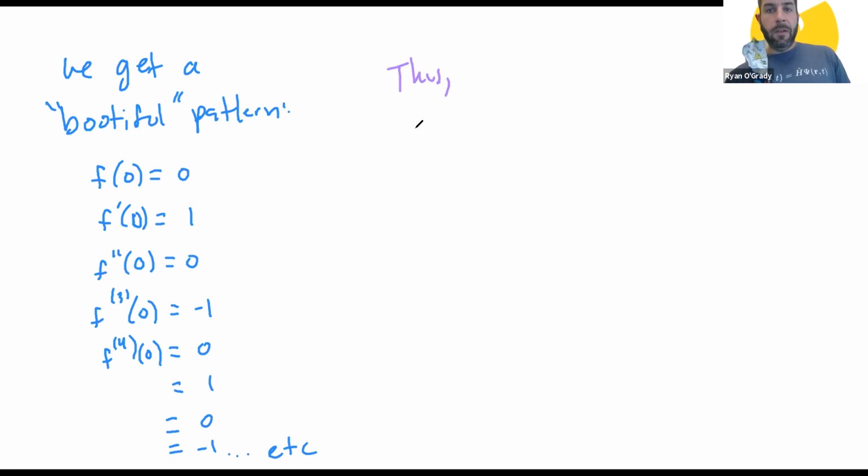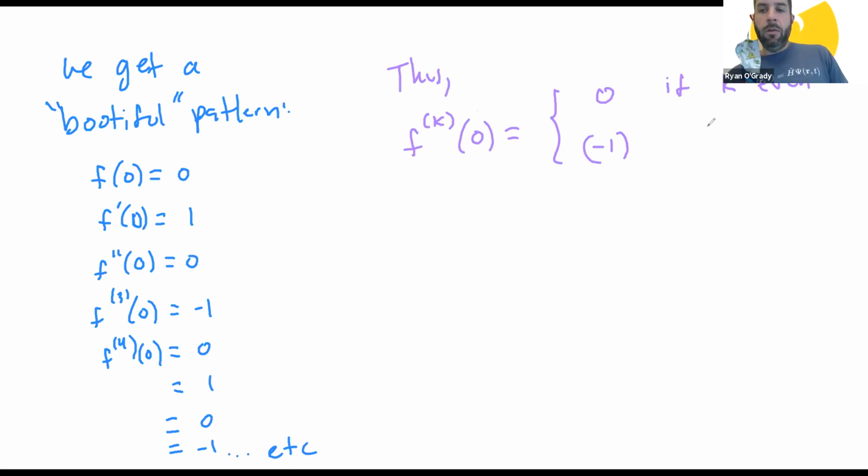Thus, the kth derivative of f evaluated at 0 has 2 options, or 3 options technically. So it can either be 0 if k is even, and then it's negative 1 raised to a power. Well, what's the power? Let me be a little more careful. It's either, let's put it this way, it's plus or minus 1 if k is, excuse me, odd.